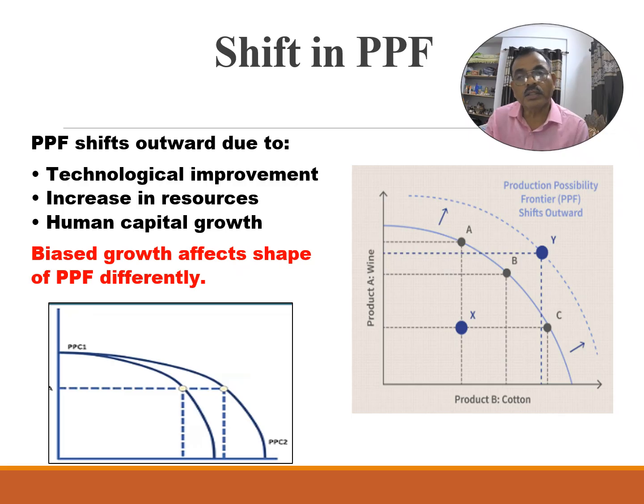Second, increase in resources. If the labor force increases, or if the economy accumulates more capital, such as machines and infrastructure, production capacity expands. This also leads to an outward shift of the PPF, production possibility frontier. So, due to an increase in resources, the production possibility frontier also shifts.